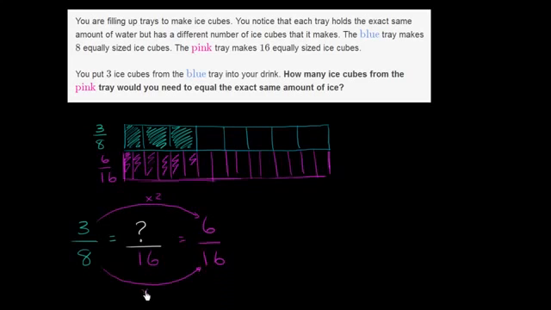Now, does that actually make sense? Well, sure it does, because for the pink ice tray, you have 2 ice cubes for every 1 that you have in the blue ice tray. So in the blue ice tray, you have 8 equally sized cubes. Well, for each of those, you're going to have 2 in the pink ice tray. So you multiply by 2 to have 16 equally sized cubes. And out of the blue tray, if you take 3, well, for each of those cubes you would get 2 from the pink ice tray. So you're multiplying by 2 right over there. So to answer the question, how many ice cubes from the pink tray would you need to equal the same amount of ice? Well, you would need 6 cubes.